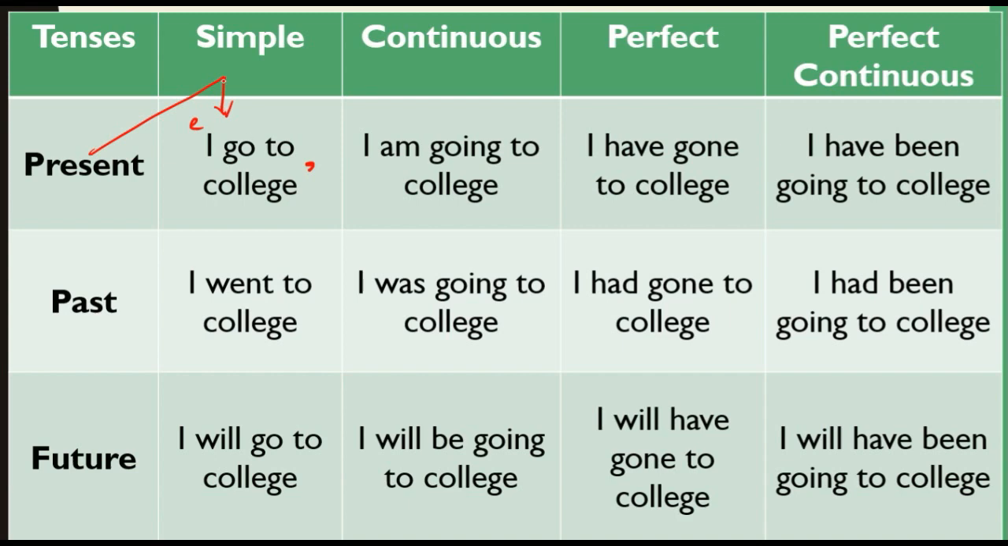To convert simple present tense to simple past tense, the only thing we did was to change the word go to went, and we kept the rest of the words as they are in the sentence, which became I went to college. I go to college, I went to college.